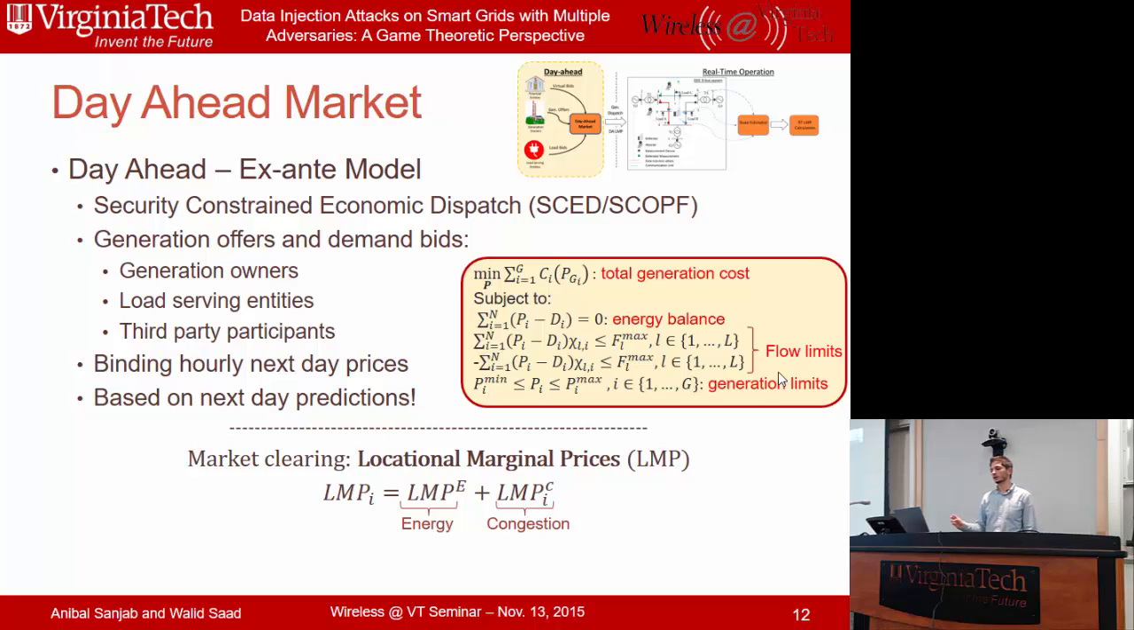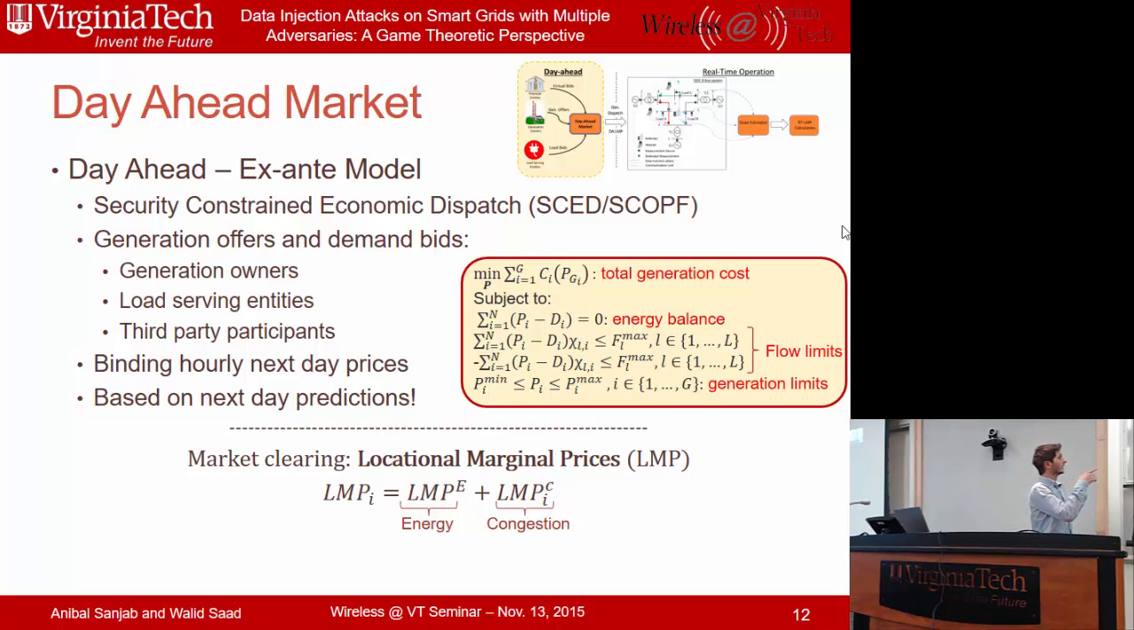This is done through the solution of an optimization problem known as the security constraint economic dispatch or the security constraint optimal power flow. That's mainly an optimization problem. You can see it here on the right side. It mainly aims at reducing or minimizing the total generation cost in the system, subject to a set of physical constraints that need to be met.